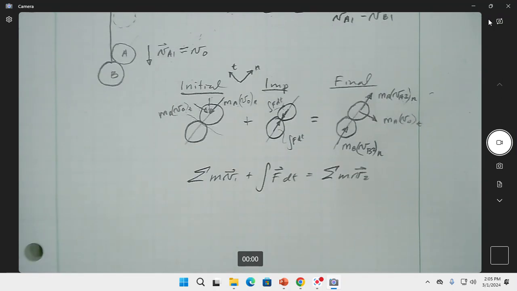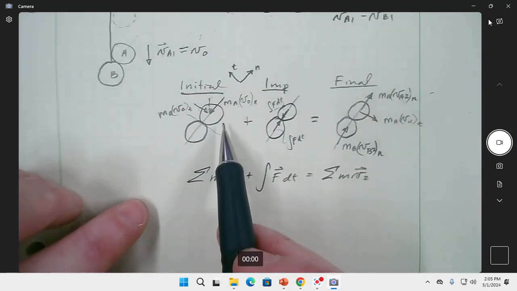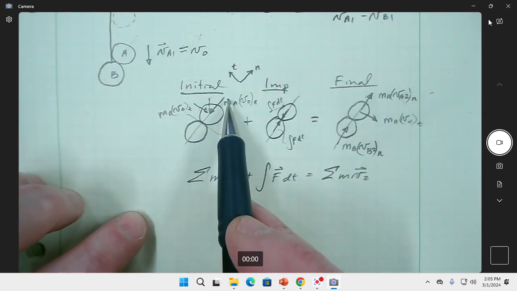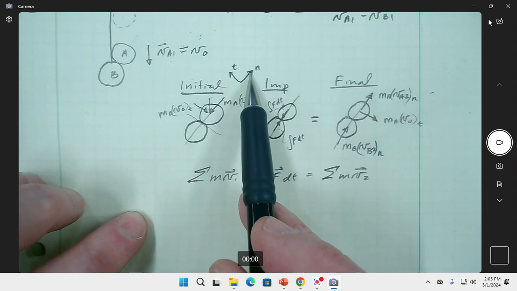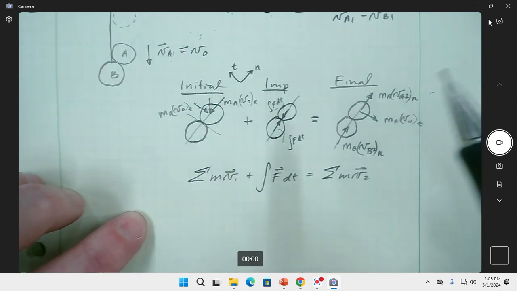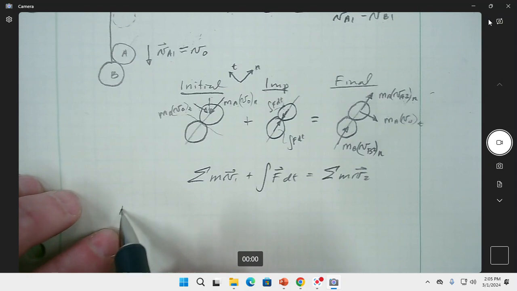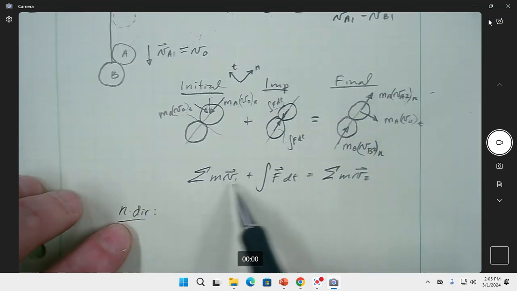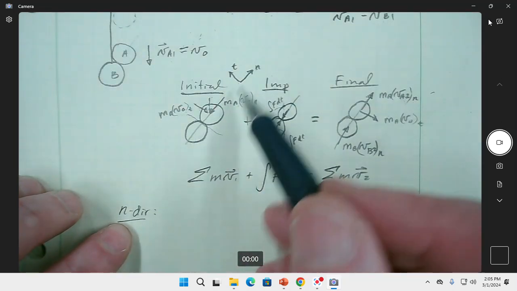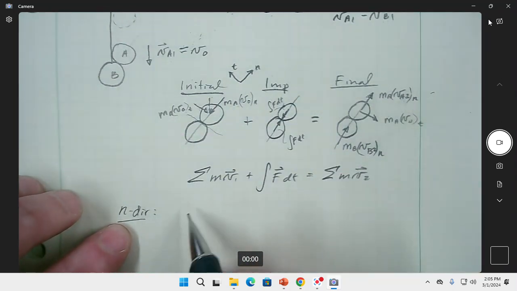This is the fundamental impulse momentum equation that we use for this. Okay, so I really messed this up by choosing this in this direction. It would have been better if I had chosen it the other way, but I'll just stick with what I have. So this is going to be in the n direction. I'm being specific there because these are vectors and we're only doing stuff in the normal direction.